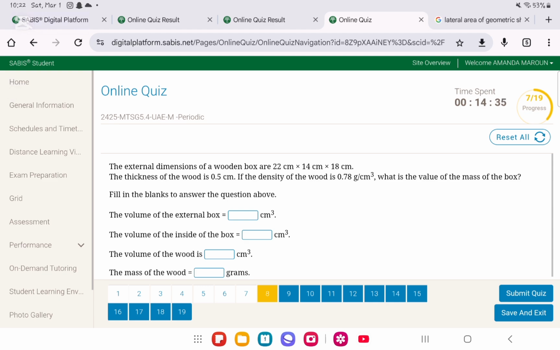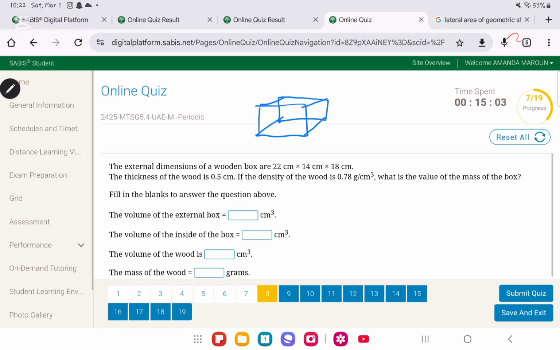Okay, this is a very, very interesting question. Let us see what is going to happen. The external dimensions of a wooden box are 22 centimeters times 14 centimeters times 18 centimeters. Let's first draw what is happening. We have a wooden box. If you want a trick to draw a box, you draw in the middle, and then you just connect them like this. And there you go. You have a box.